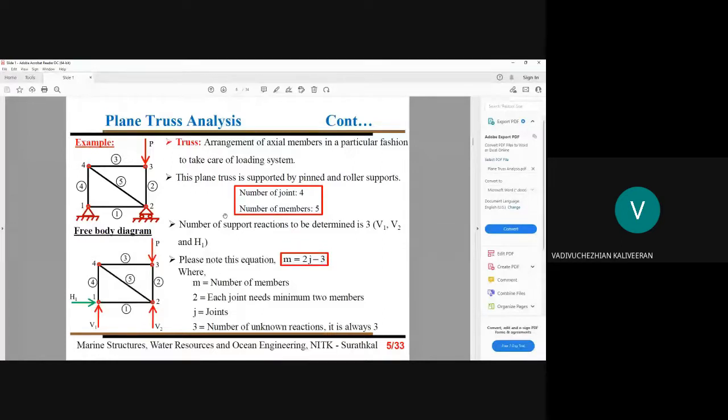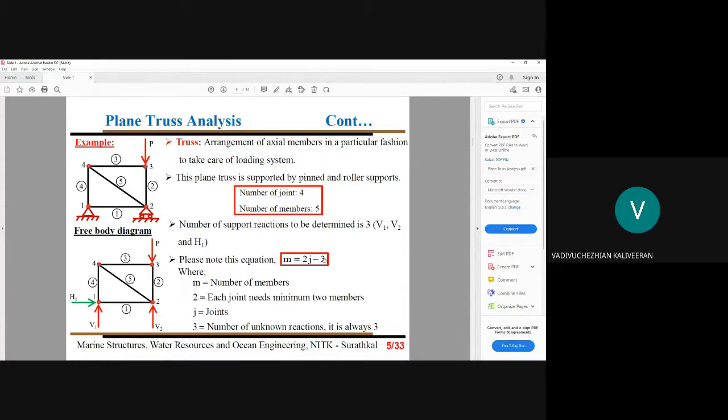Sometimes, when I use pinned support here also, at joint number 1 it is pinned and joint number 2 also pinned, this 3 should be 4 now. Why? Because a pinned support resists both vertical and horizontal reactions. Similarly, at joint 2, when I use a pinned support instead of a roller support, it will also experience both horizontal and vertical reactions. So this 3 should be replaced with 4. Please note. This 3 is for statically determinate from the external supports point of view.